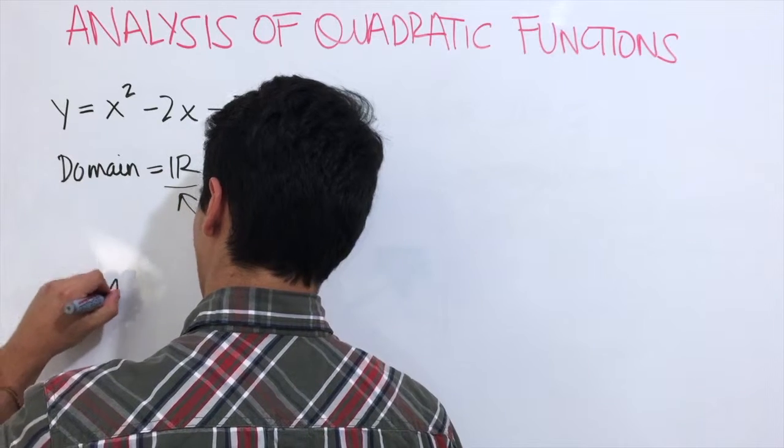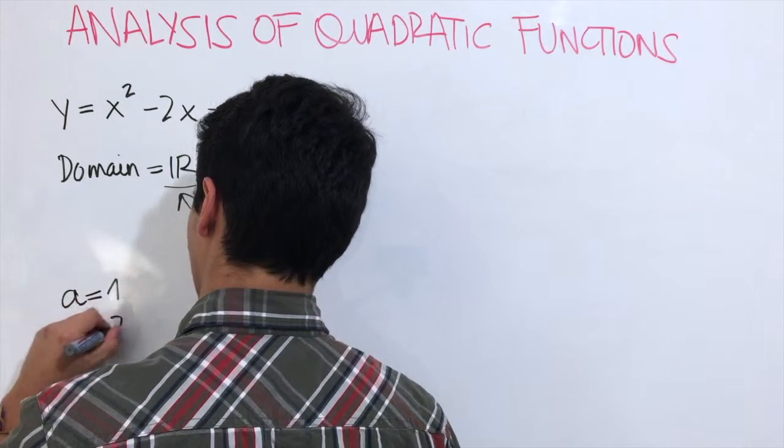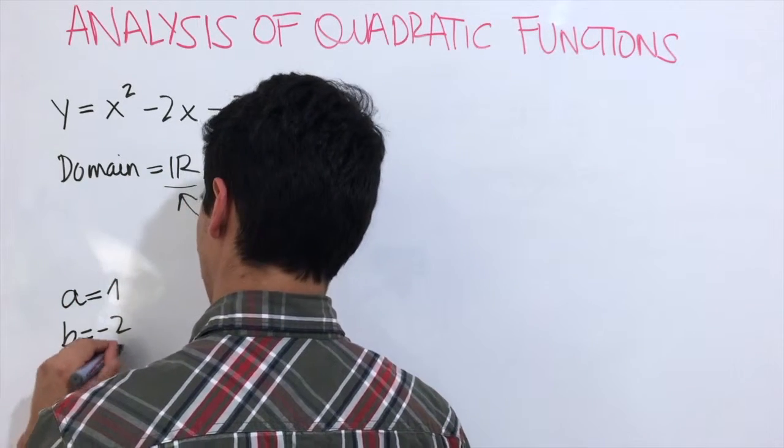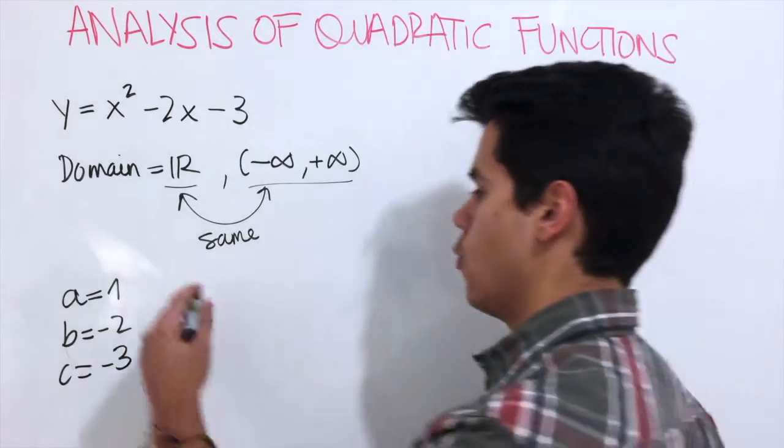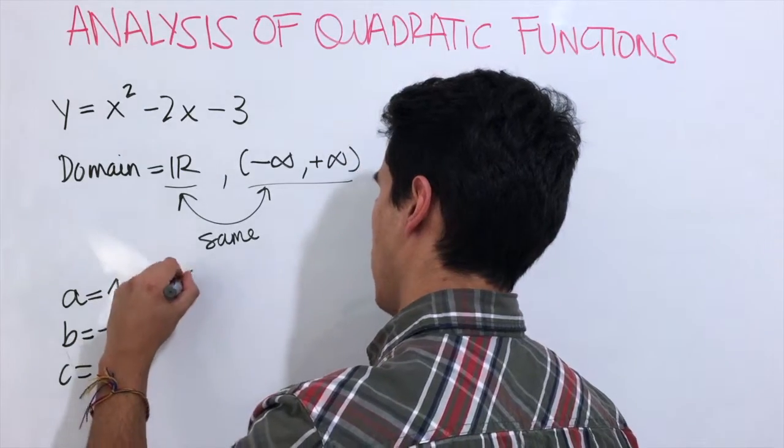A is equal to 1, b is equal to negative 2, and c is equal to negative 3. Since a is equal to 1 and it's a positive number, we know that the parabola is going to open up.